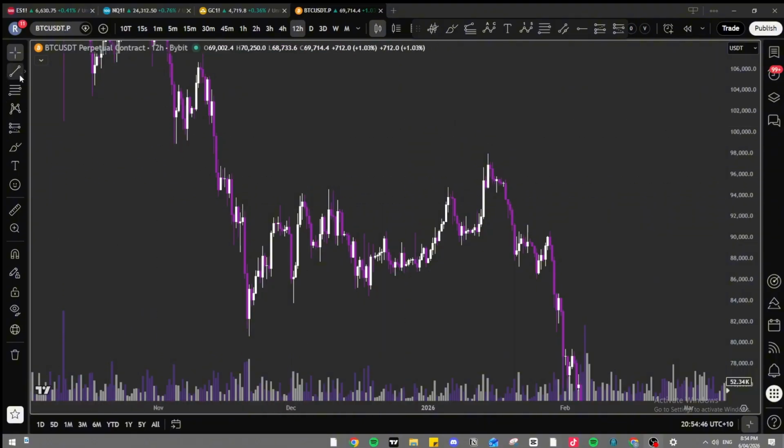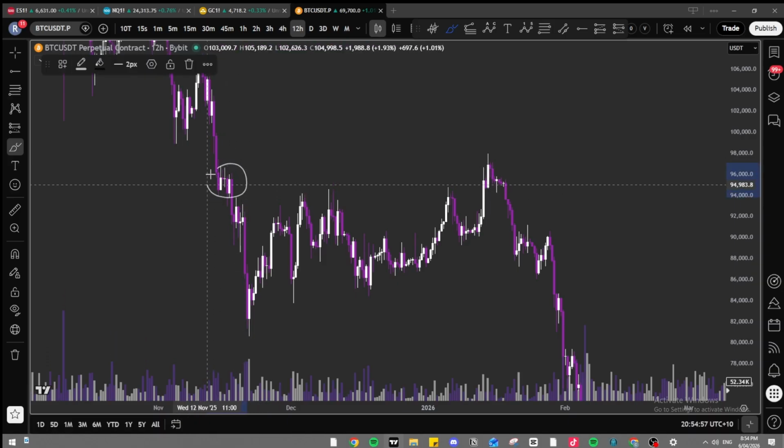Okay. So now I'm on the 12-hour chart on Bitcoin. And as we can see here, you can say that this is a key structural point because this was the last range we put in before we started the downtrend, right?